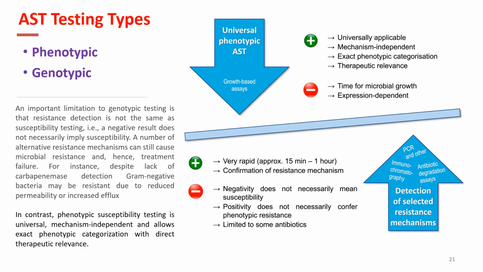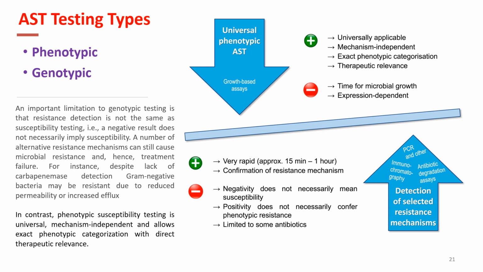Then we have phenotypic and genotypic methods of susceptibility testing. Phenotypic methods are mostly practiced in most healthcare settings because they are universally applicable. It is cost effective. It is mechanism independent. It gives a phenotypic categorization. It has therapeutic relevance too. However, the issue with phenotypic methods is that they require time for growth.